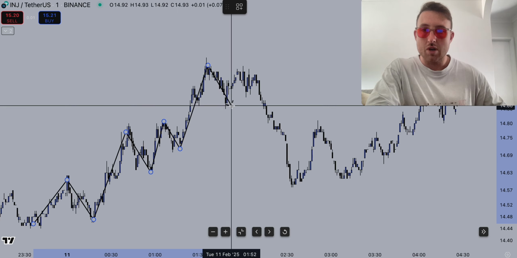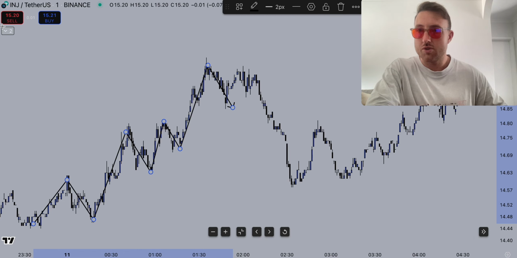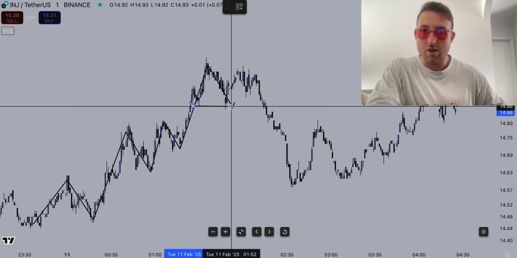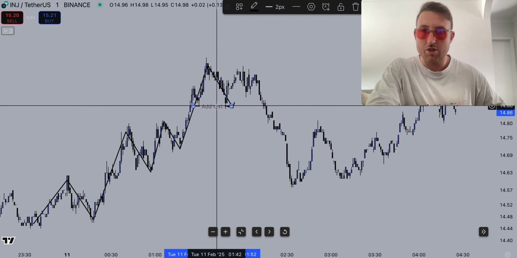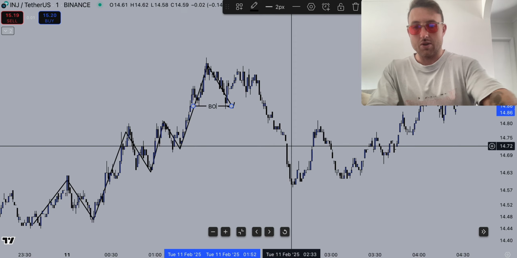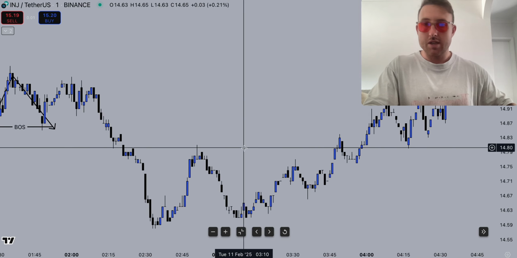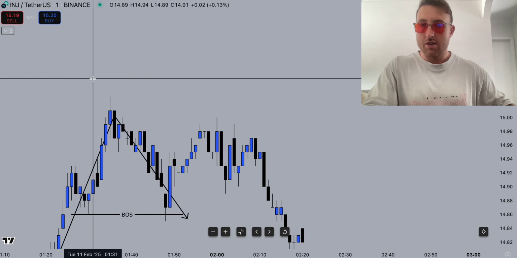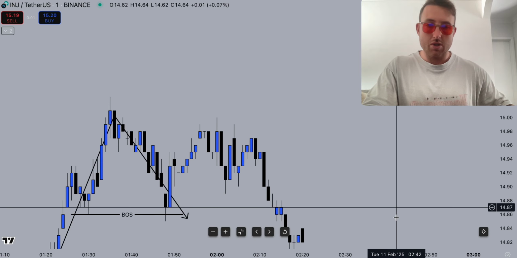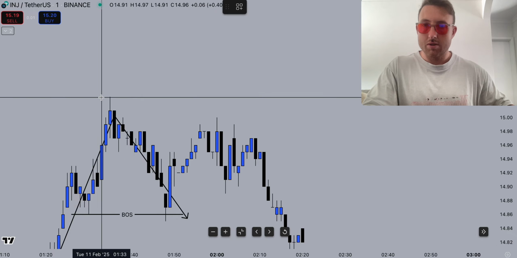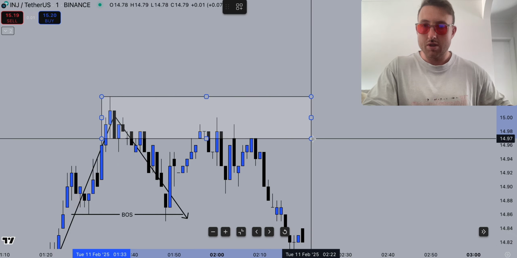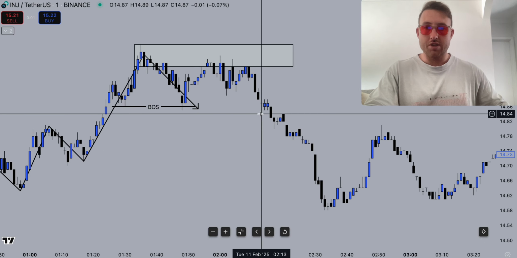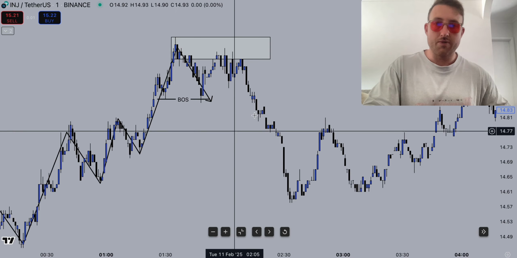And you can see right here, if you draw a line from that high to that high, we broke structure, which is a BOS. After we broke structure, we highlight the top of our candle on the top of the range again, the whole body. You can see we came back into this range and then we've crashed down. So that's what I like to look for.